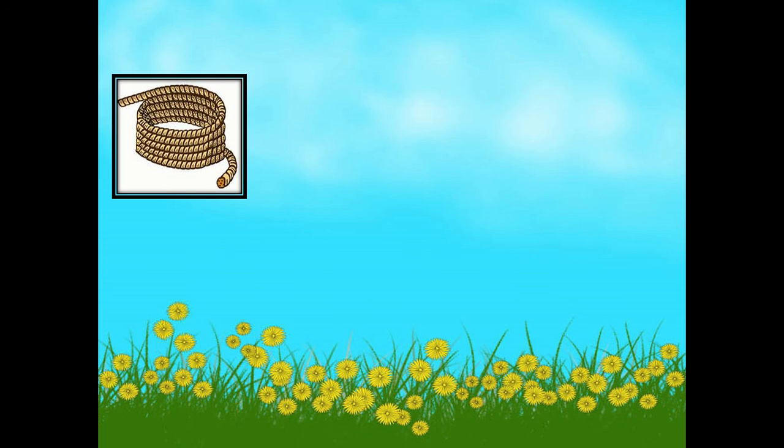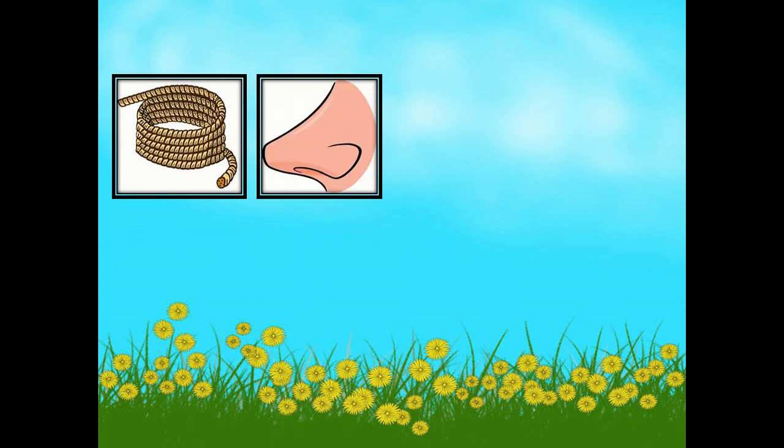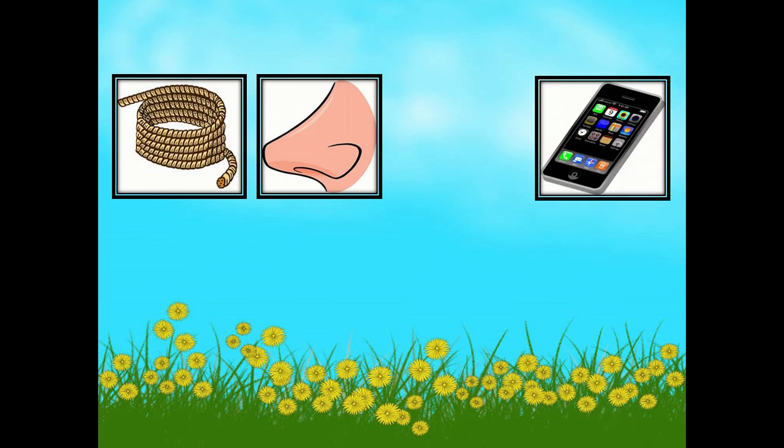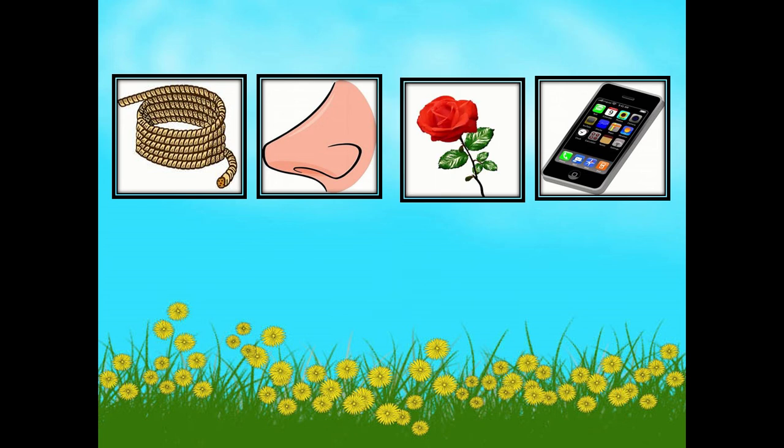First, we have the rope. Very good. That is a rope. Everyone say rope. Next, we have your nose. Very good. Nose. Next, we have your phone. Phone. And the last one is rose. Very good. Rose. So these are some examples of words that have the long O sound.